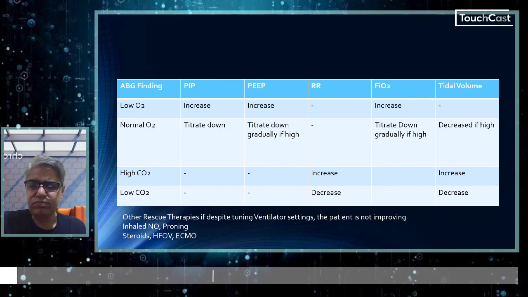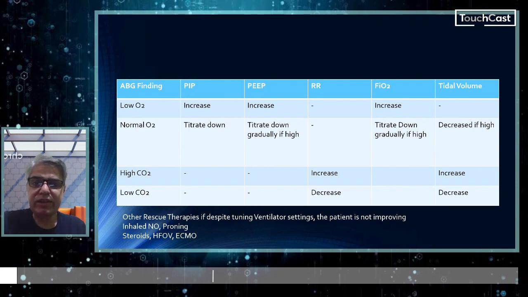For those who are not responding to it, the last step is ECMO, which stands for extracorporeal membrane oxygenation, in which you take the blood out, remove the carbon dioxide in a machine, and then put oxygen in, and then bring it back to the body. In other words, the machine is taking over the function of the lung till the lungs are able to perform on their own. So these are some of the principles of playing around with the ventilator settings for normal or high carbon dioxide and oxygen levels.